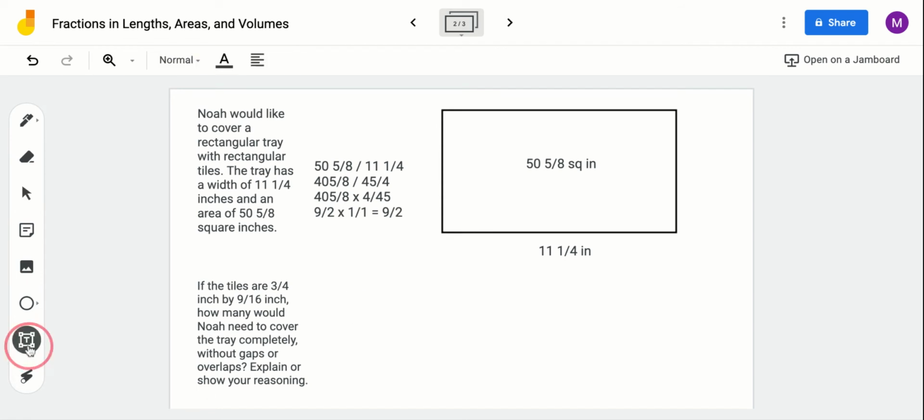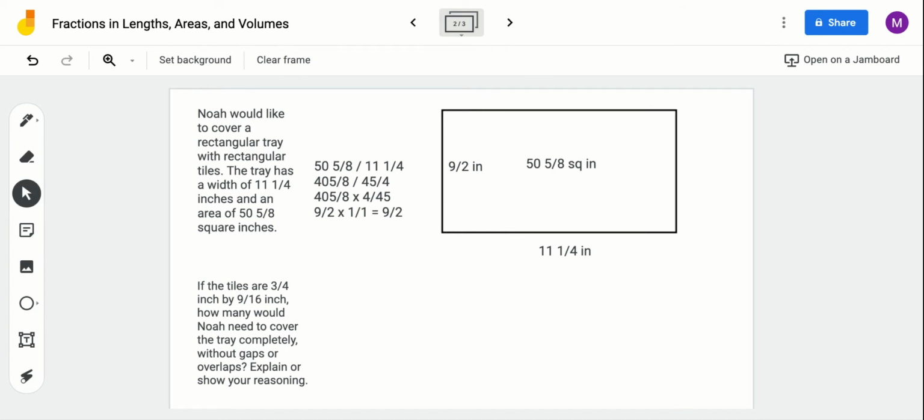Oops. Get a text tool. So this side is 11 and 1/4 inches. This side is 11.5 inches. And now we have to figure out how many tiles go on here.